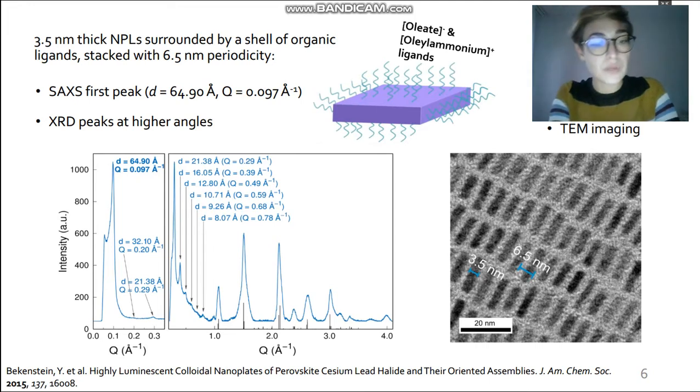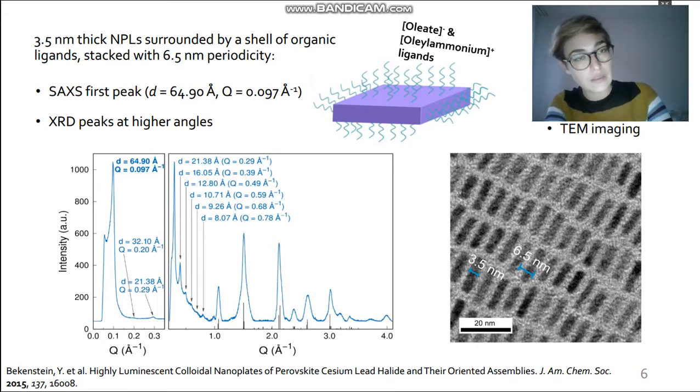Thanks to their monodispersity, upon drop-casting the suspension, the nanoplatelets self-assemble with a long-range order along the stacking direction, as visible in transmission electron microscopy images. In the small angle region of the XRD pattern, the stacking leads to a sequence of peaks with a periodicity of 6.5 nanometers, which corresponds to the thickness of the nanoplatelets plus the surrounding organic ligands.